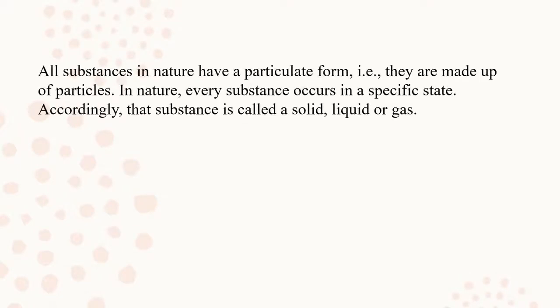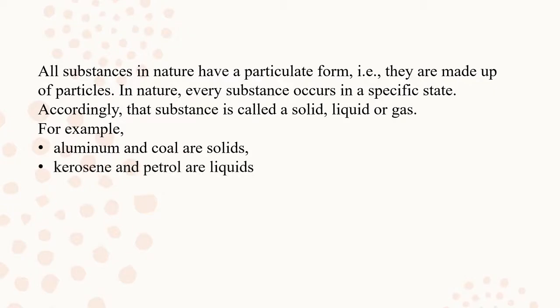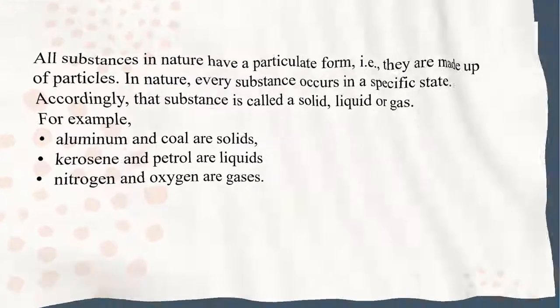So all substances in nature have a particular form, that is, they are made up of particles. In nature, every substance occurs in a specific state. Accordingly, the substance is classified as solid, liquid or gas. For example, aluminium and coal are solids, kerosene and petrol are liquids, nitrogen and oxygen are gases.